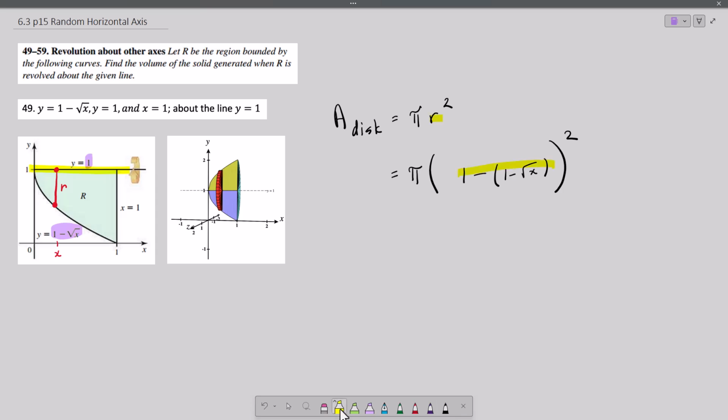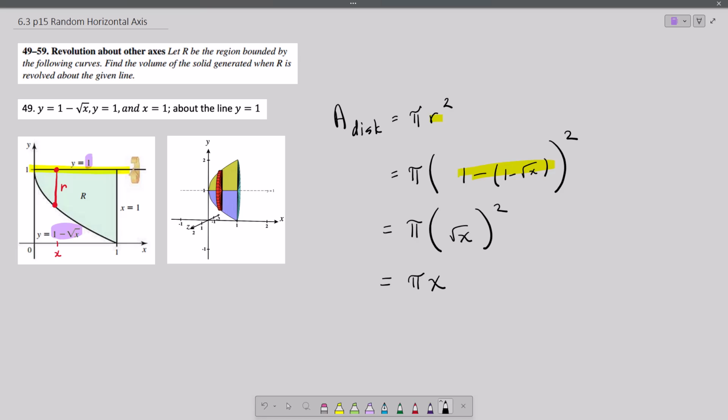So the radius is that: upper y coordinate minus the lower y coordinate. The simplification here is pi multiplied by, distribute the minus, 1 minus 1 is 0, we get root x squared. That simplifies pretty nicely actually. So that is the area of the disk.